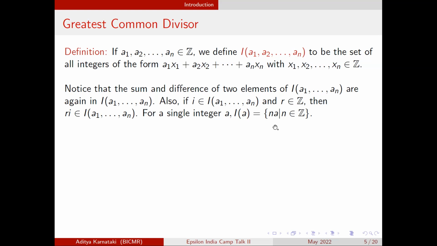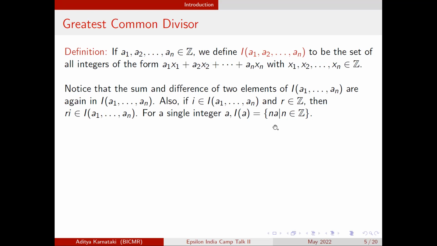Also, if there is something in this set of this form, a1 x1 plus a2 x2 and so on, and there is some integer r in Z, then if you multiply this number by r, you can put the r inside, and you will have a1 times rx1 plus a2 times rx2 up to an times rxn, which is again a number of this form. Same thing: a1 times some integer plus a2 times some integer, and so on. Is that okay?